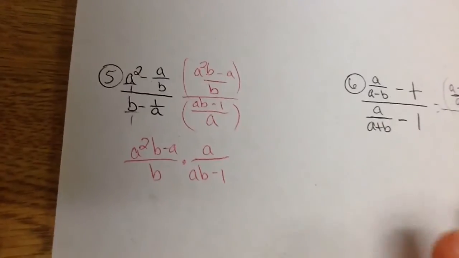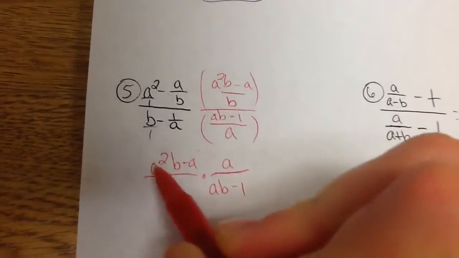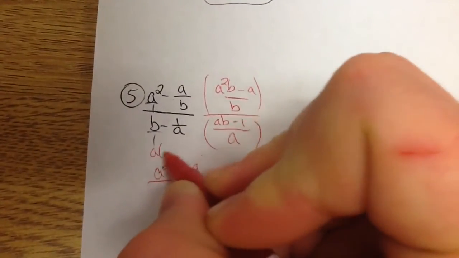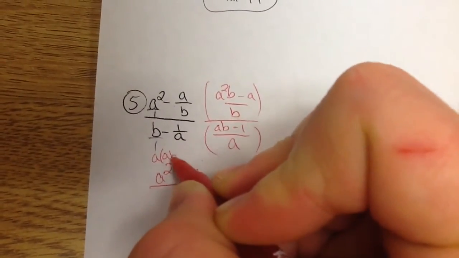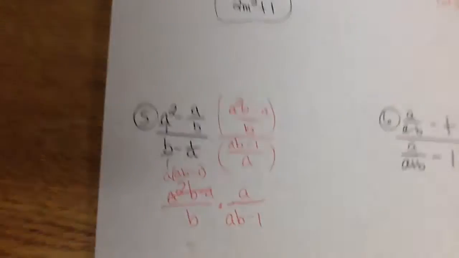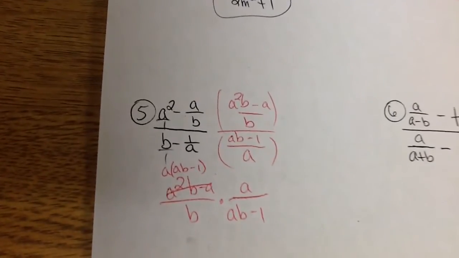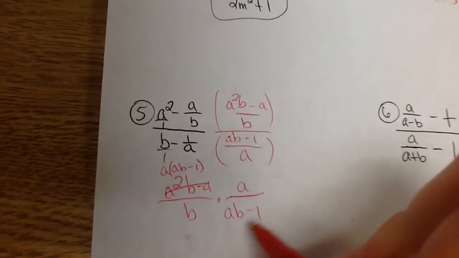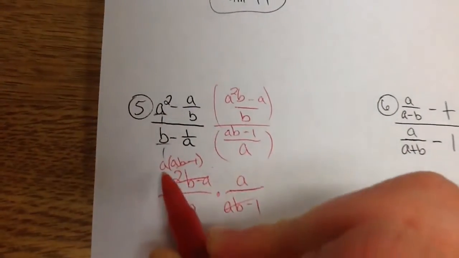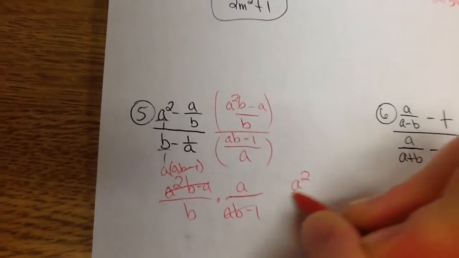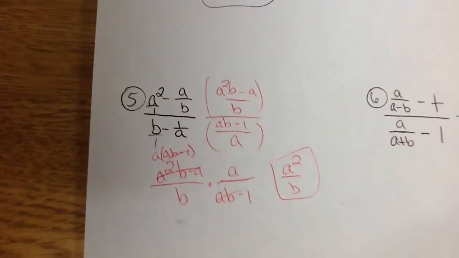Well, that's kind of dumb. Well, not really. Okay. Look at that one's factorable. They both have a's, so that'd be a times ab minus 1. Alright. And so the ab minus 1s will go away, and we'll have a squared over b as the answer.